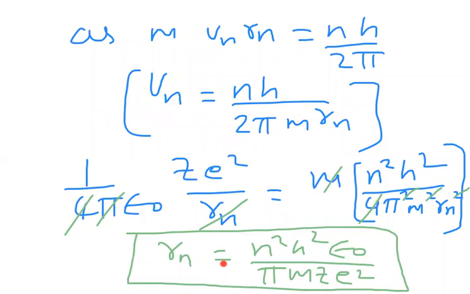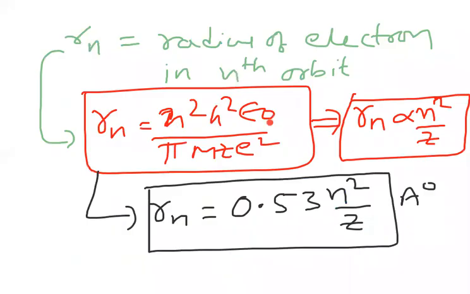Here is a very important conclusion: n square h square epsilon by pi m z square. Rn, the radius of the nth orbit, is directly proportional to n square by z, where n is the number of the orbit and z is the atomic number. By substituting the constant values of h, epsilon, pi, m and e of the electron, we can directly write the formula: the radius of the nth orbit is 0.53 n square by z.